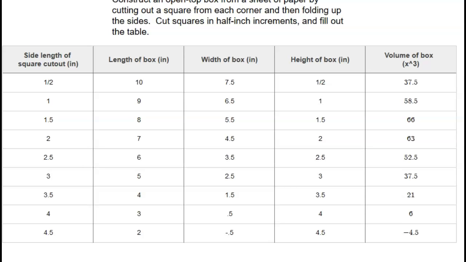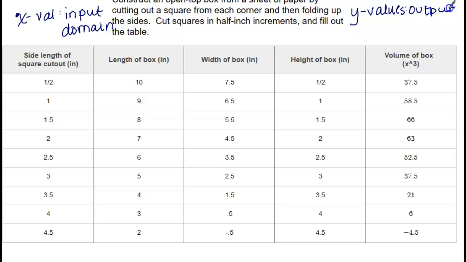So one thing that you have to remember about a function is that x values represent your input and they're also called your domain. Okay? Y values are your output and they are called your range. So when a question is asking you what is the domain, they're asking you what inputs, or what x values, make sense in the context of the problem that we're looking at.